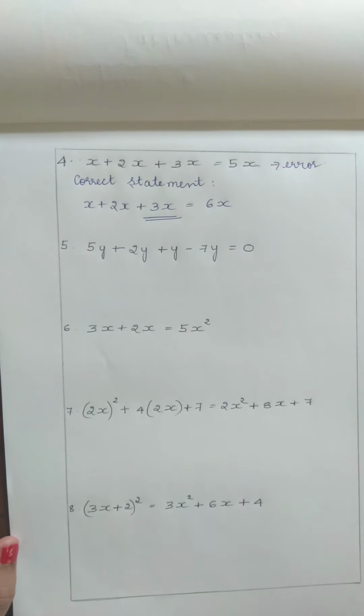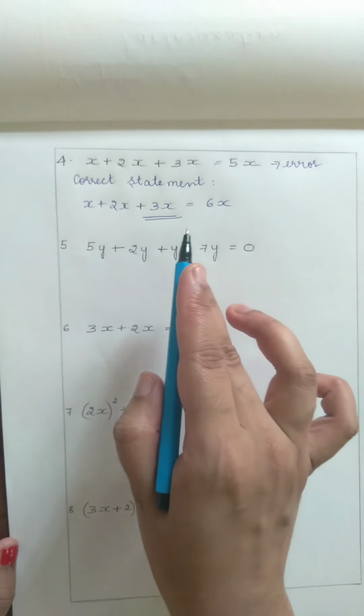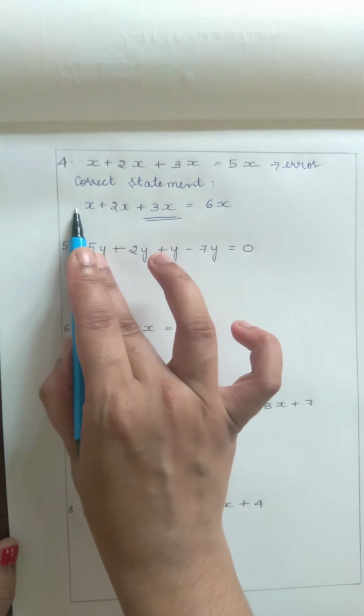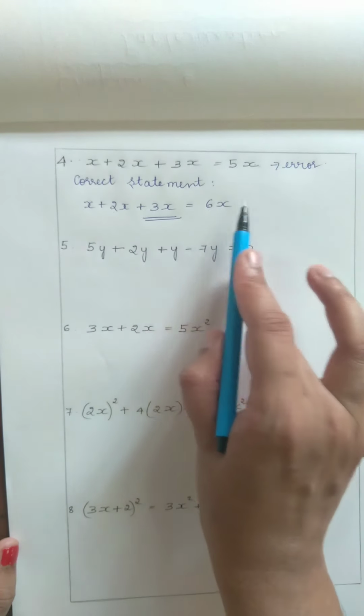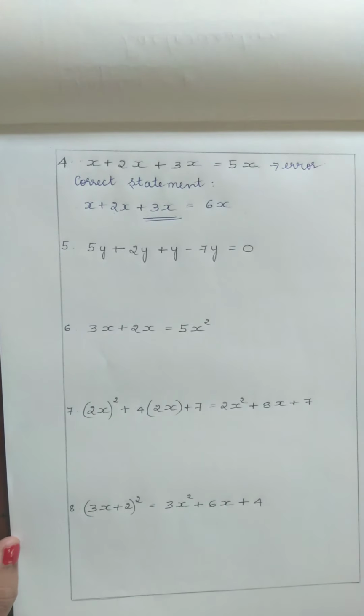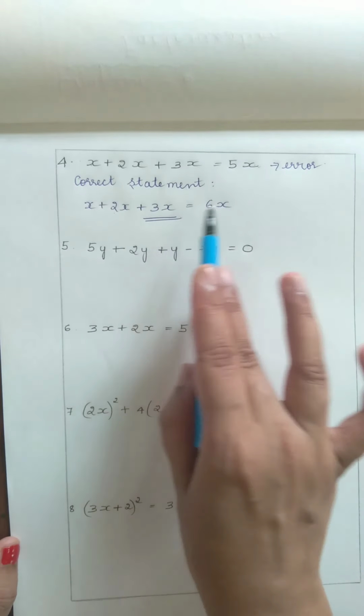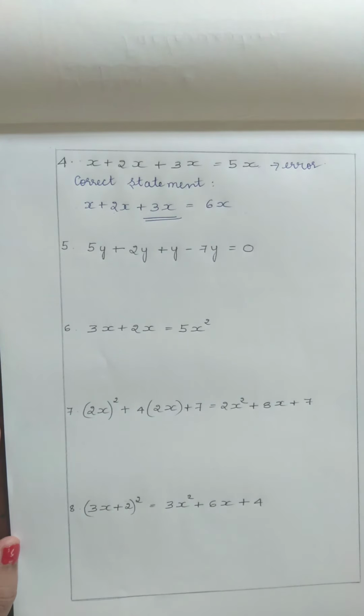So the correct answer is x plus 2x plus 3x is equal to 6x. 3 plus 2, it is 5. 5 plus 1, it is 6. So 6x. Therefore, we can add two or more terms when we have the same variable. So in this problem, we have the same variable in 3 terms, that is x. So we can perform the addition and the correct statement will be x plus 2x plus 3x is equal to 6x.